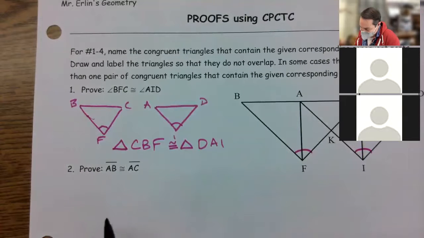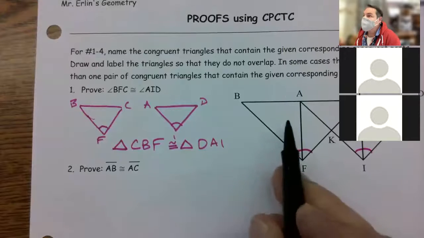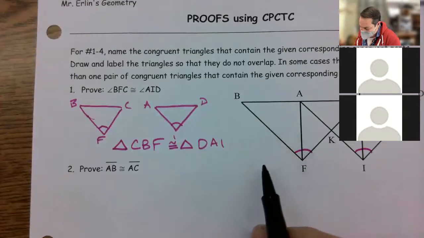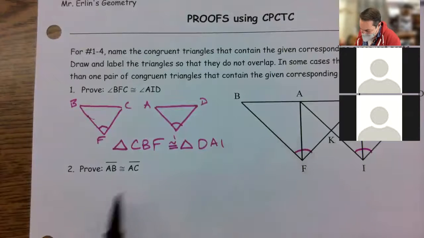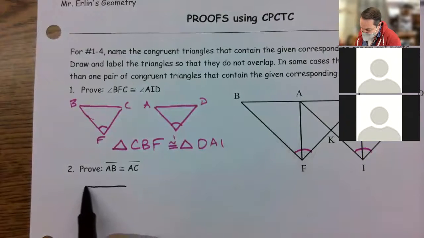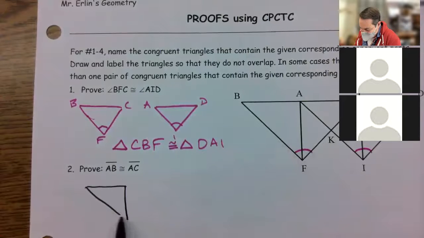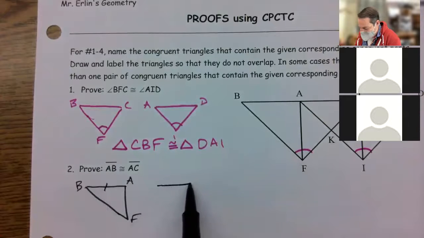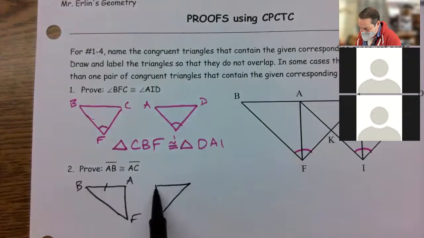Yeah, Mark May. As far as I know, you would just be splitting it, BAF and CAF. Okay, I like that. So you're saying that BAF would be one of the triangles, and that gives us segment AB. And you're saying we can just use this other part over here.